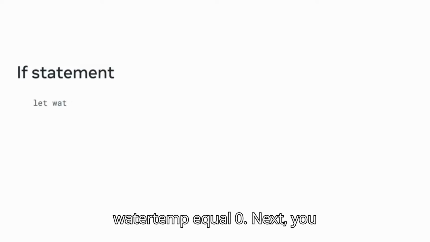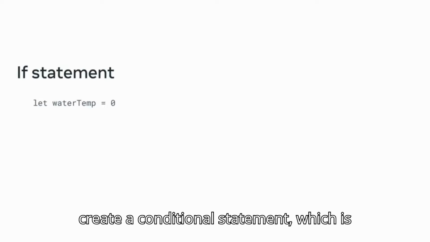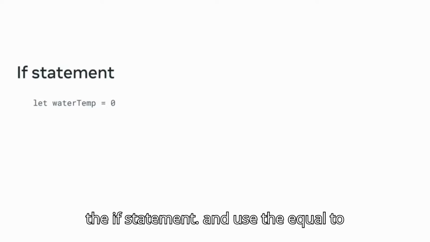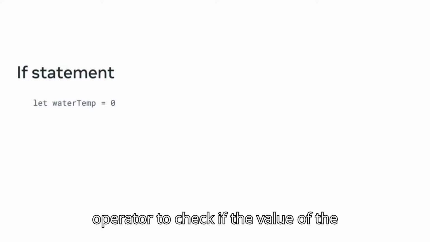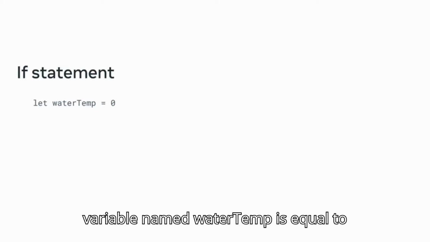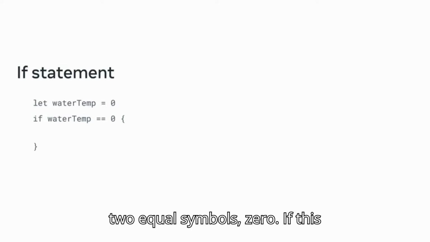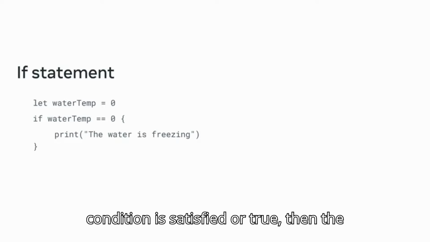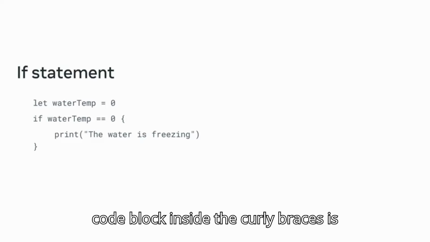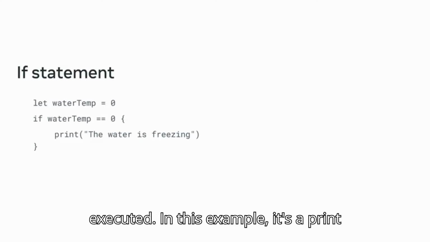You write let waterTemp equal 0. Next, you create a conditional statement, which is the if statement, and use the equal to operator to check if the value of the variable named waterTemp is equal to 0. You type if waterTemp, two equal symbols, 0. If this condition is satisfied or true, then the code block inside the curly braces is executed.